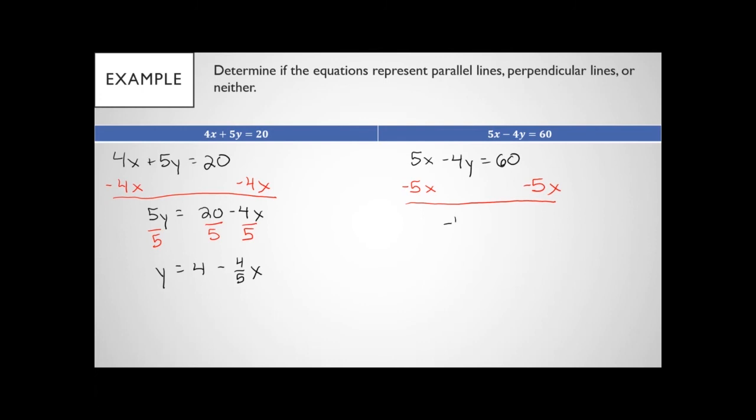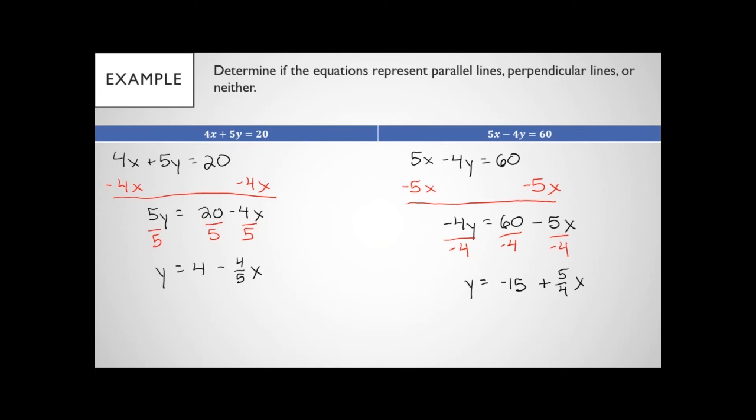This gives me -4y equals 60 minus 5x. Now I want to get rid of -4 because I want just y. So I'm going to divide everything by -4. And this will give me y equals 60 divided by -4 is -15. And then we get a positive 5/4 x.